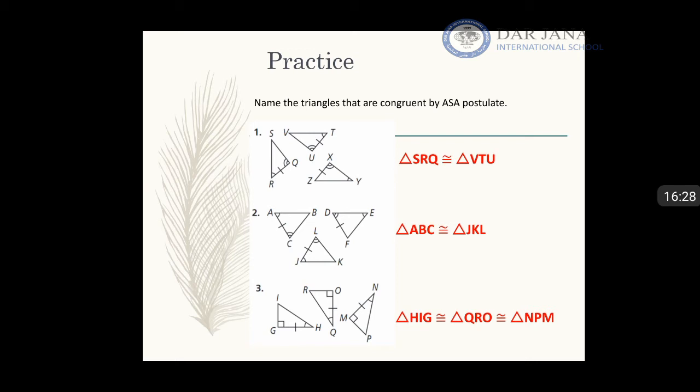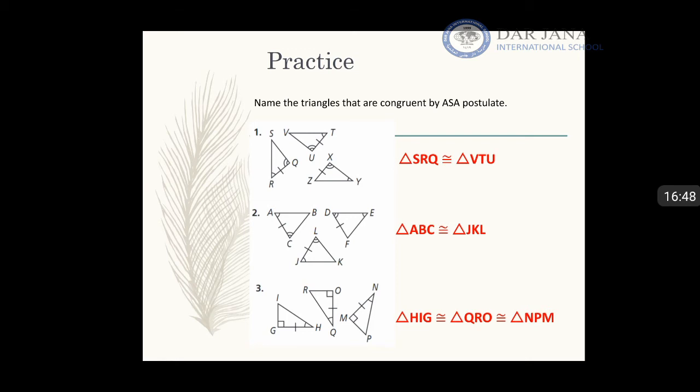So those three triangles are congruent using the angle side angle postulate, because we have two angles and an included side in the first triangle that are congruent to two angles and an included side in the second triangle that are congruent to two angles and an included side in the third triangle.